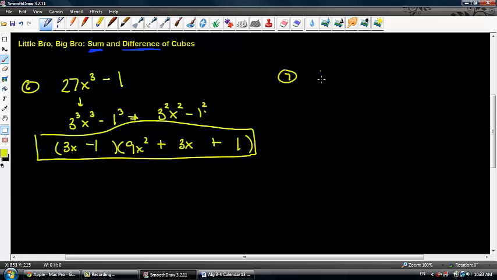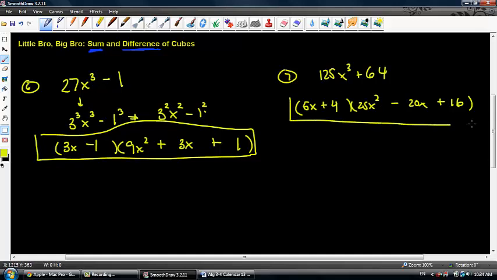So let's try another one. 125x to the third plus 64. See if we can do this without reducing anything. It looks like I've got a 5x plus 4 for little bro. Big bro is going to be 25x squared. This is going to be 16. 5 times 4x is 20x, opposite positive, and that is as far as you go.